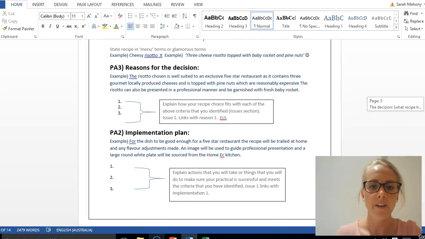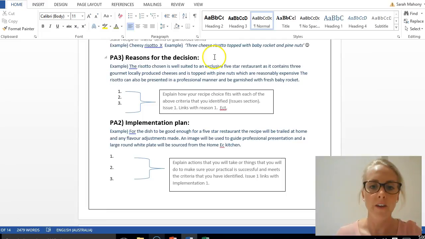Next section, reasons for decision. This is where you now explain why you have chosen your recipe and how it links to or meets the criteria. So it's you explaining or justifying why you've chosen what you have. Okay. For example, again back to our pretend assignment, the risotto chosen is well suited to an exclusive 5-star restaurant as it contains 3 gourmet locally produced cheeses and is topped with pine nuts, which are reasonably expensive. The risotto can also be presented in a professional manner and garnished with fresh baby rocket.